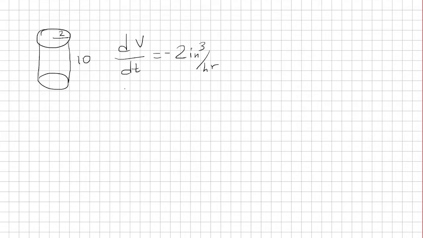The syrup is leaking into an empty conical snow cone cup with a diameter of 2.5 inches and a height of 3.5 inches. Here's a cone. Diameter is 2.5 inches, so that means the radius is half of that. And the height is 3.5 inches.